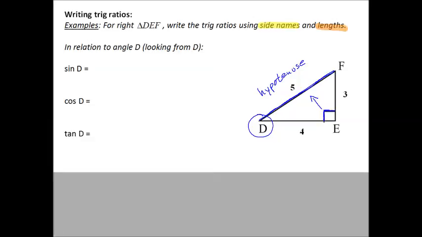Now let's look for the opposite side. The side that does not touch the angle D at all is across from it, opposite. This is what we call the opposite side. And that leaves us with a third side, and we see that the third side here also touches angle D. That is our adjacent side.